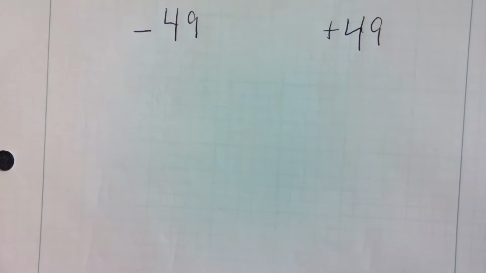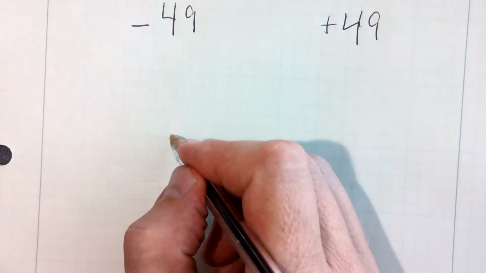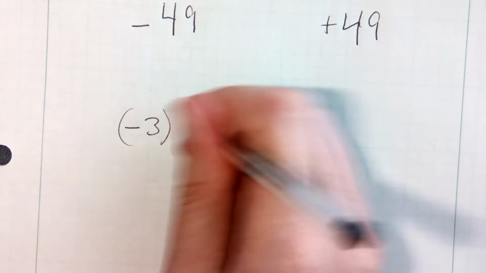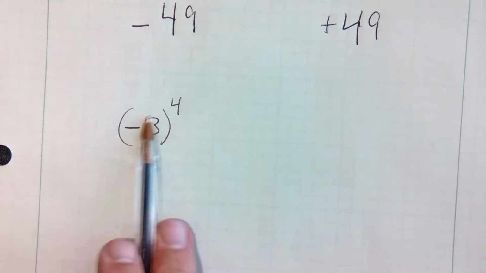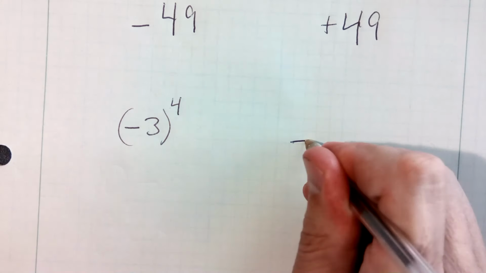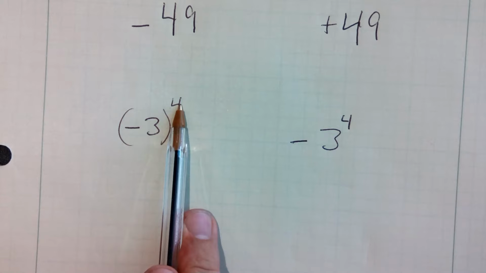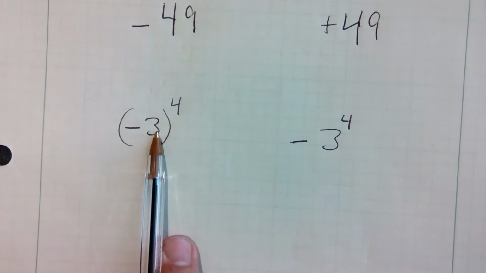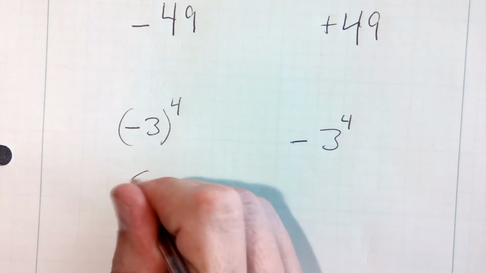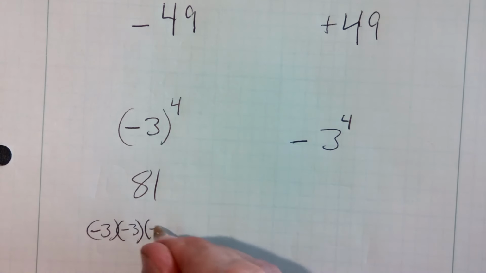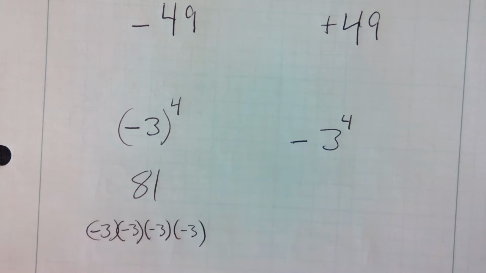One last thing is don't confuse higher exponents. If I give you a negative 3 in parentheses to the 4th power, and a minus 3 to the 4th power, here I have 4 negative 3's. That's going to be positive 81. Or in a sense, I could have taken the time to go negative 3 times negative 3 times negative 3 times negative 3, which 4 negatives make a positive, and 3 times 3 is 9, times 3 is 27, times 3 is 81.